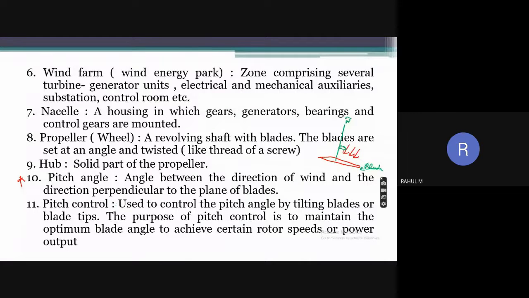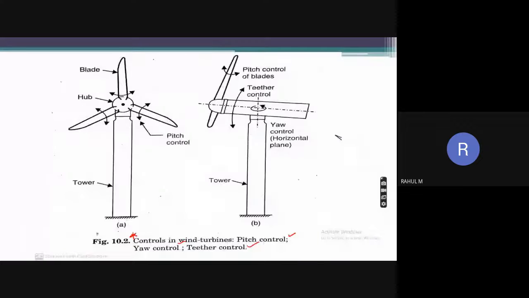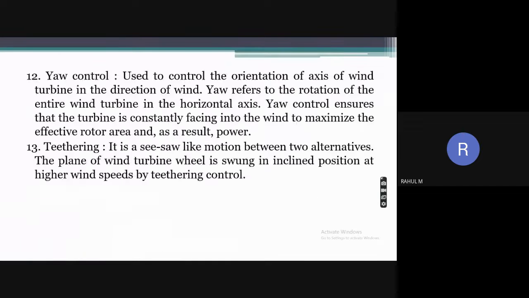The pitch control is the controlling of this angle. The tilting of this blade is possible. You can see this kind of movement of the blade, this to and fro motion, is called pitch control, so that it can utilize the maximum wind. So this motion given to the blade is called pitch control. You may note this one.